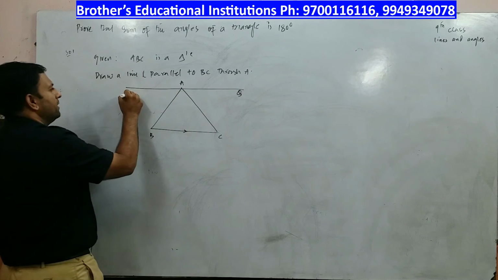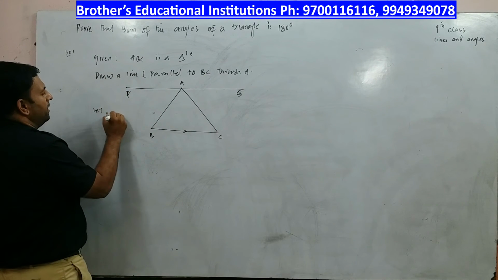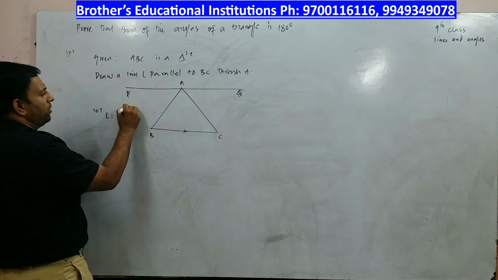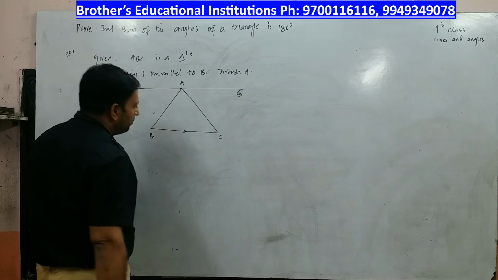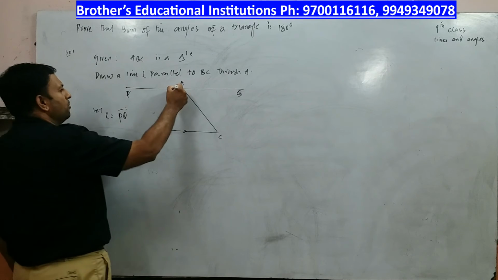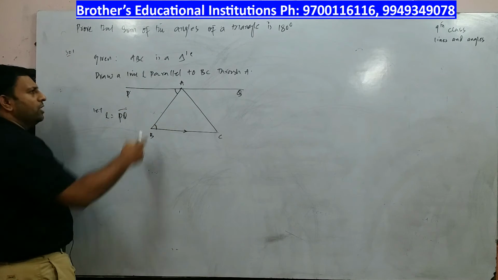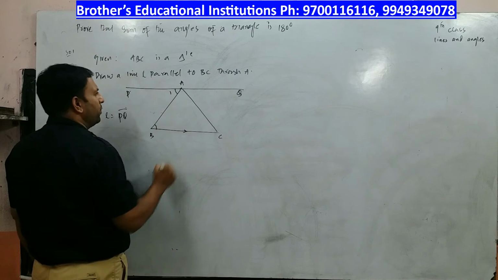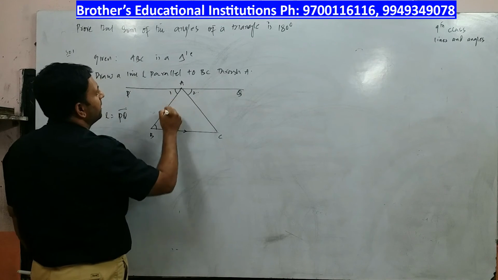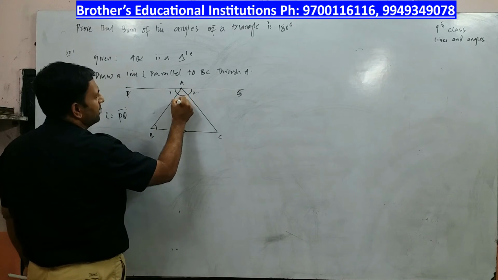Alright, right? Let L be the line PQ. Now this is parallel to BC. Now when it is parallel to BC, this angle is equal to this angle. Now what is this angle? I will call this 1, I will call this 2, and I will call this 3.